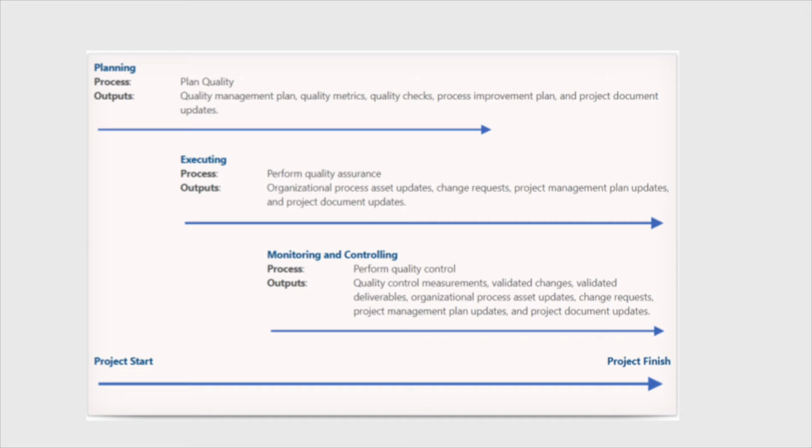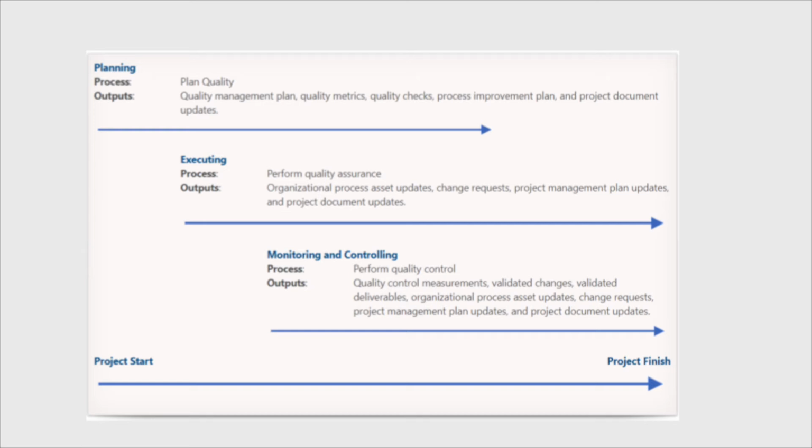As we move through the project further, we look at monitoring control. Right through to the end of the project, we need to think about the process of quality control. And in specific outputs, quality control measurements, we've established those up front. Validated any changes we made. Did they improve? If we made a change, did it improve the outcome? Validating deliverables. Is the material that we've provided up to the standard?